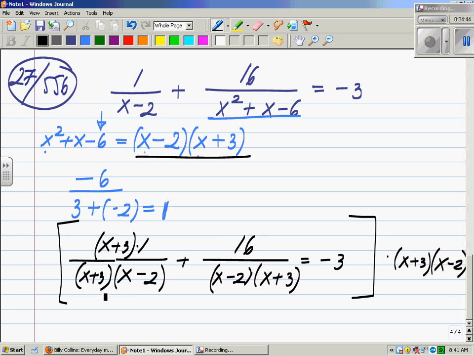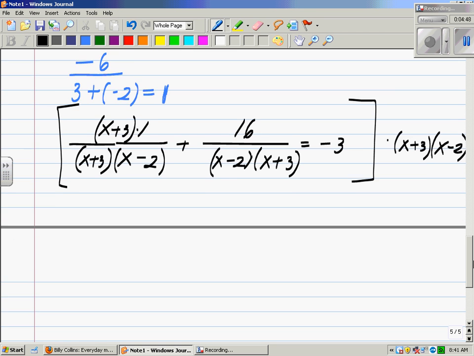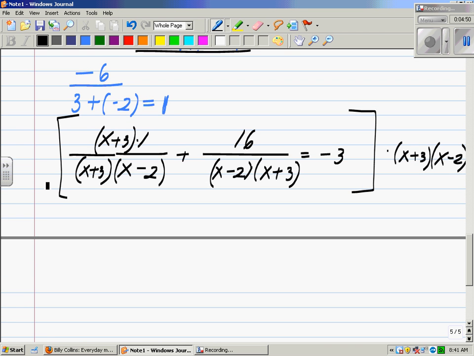And it looks ugly, I know. But that's the way you solve it, by multiplying everything with your common denominator. So here I have what? Well, x plus 3 times x minus 2 multiplied by this fraction, your x minus 2 will cancel. So you will have only x plus 3 left, right?